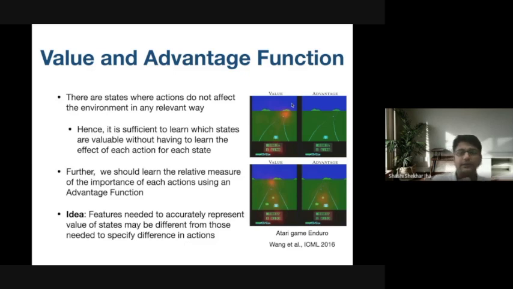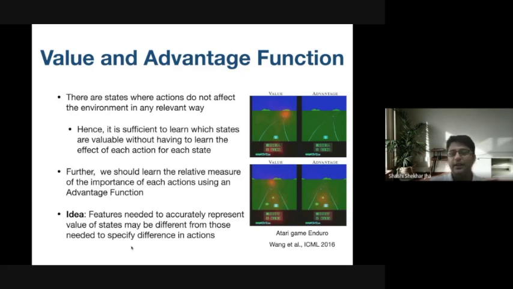Right, and this is the idea. The features needed to accurately represent the value of states may be different from those needed to specify the difference in action. So till now in the DQN model, you're just taking a state and using all the features of the state. What they're saying is, maybe not all the features are always important to specify the value function.